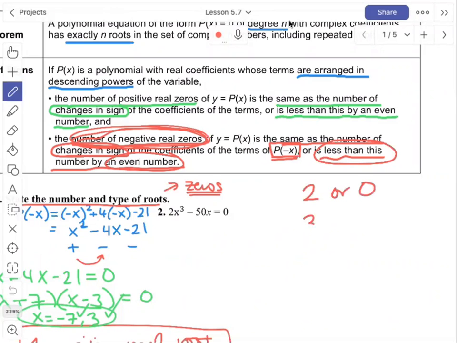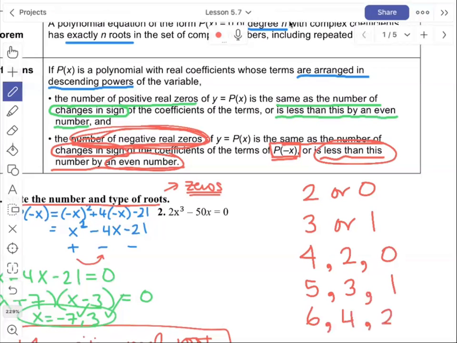Let's say you had 3 sign changes, then it can be 3 or 1. Let's say you got 4 sign changes. It could be 4 or 2 or 0. 5 sign changes, it could be 5 or 3 or 1. 6 sign changes, it could be 6 or 4 or 2 or 0. So you're basically always decreasing by 2 until you have to stop because it would go negative if you kept going. That's what it means, or less than that by an even number.